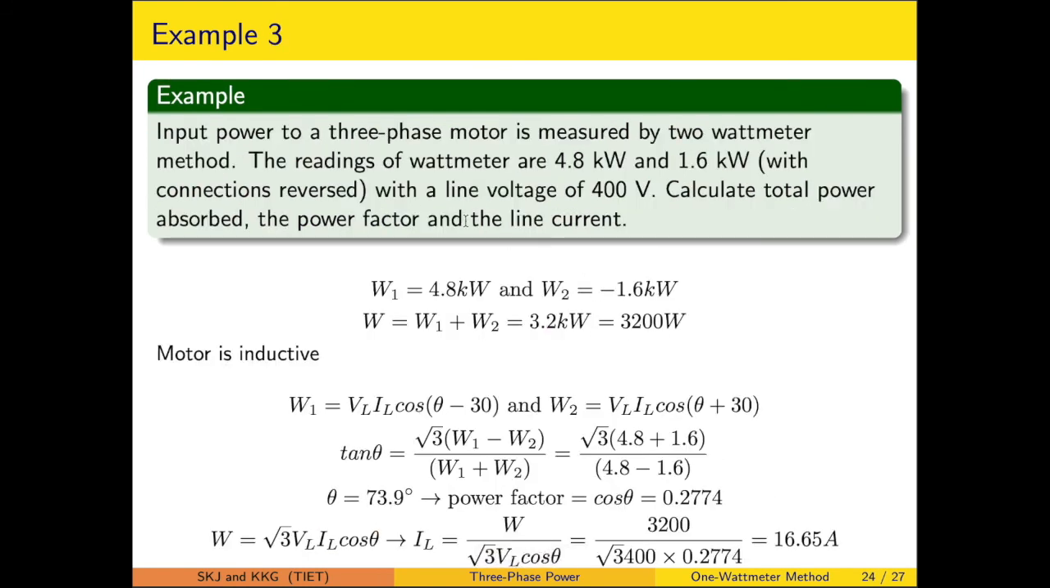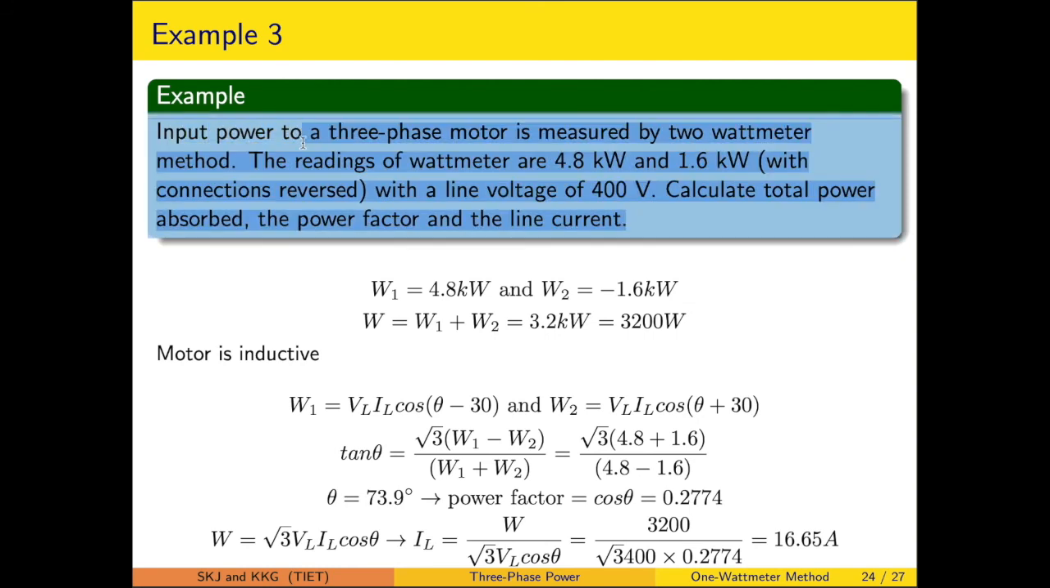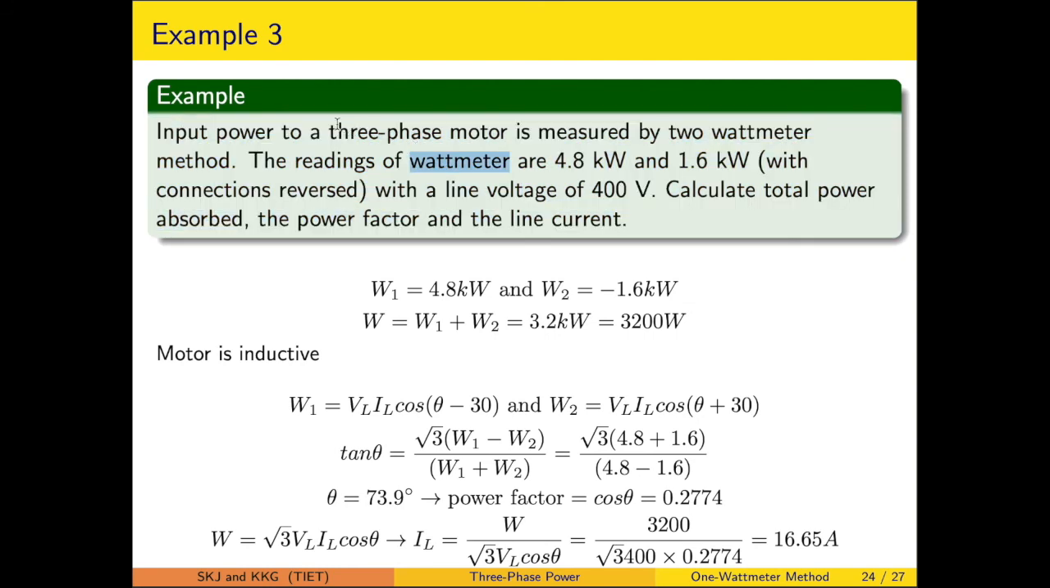The third and the last example in this: the input power to a 3-phase motor, please be mindful here, the consideration is motor, is measured by the 2 wattmeter method. The readings of the wattmeters are 4.8 kilowatt and 1.6 kilowatt with connection reversed. So this particular is important.